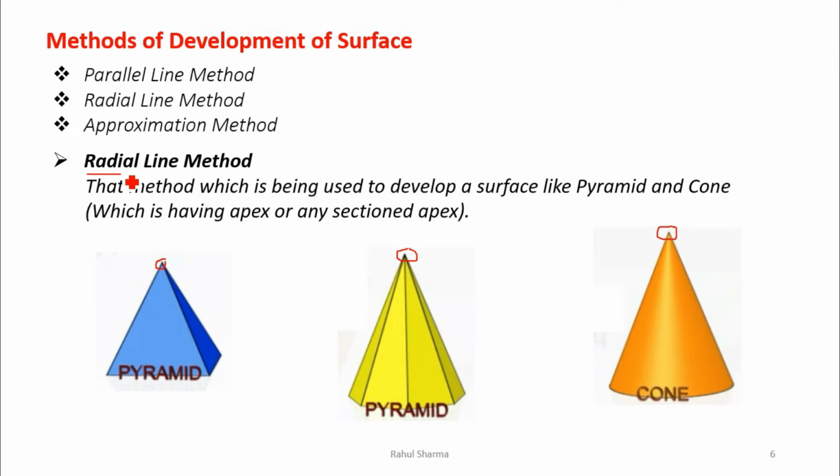You can see here all the face edges are inclined to each other, not parallel, unlike a prism or a cylinder. Moreover, these face edges make an angle with the apex, so I can say they have a radial structure present in the solid with respect to the apex. So that is why we apply the radial line method.